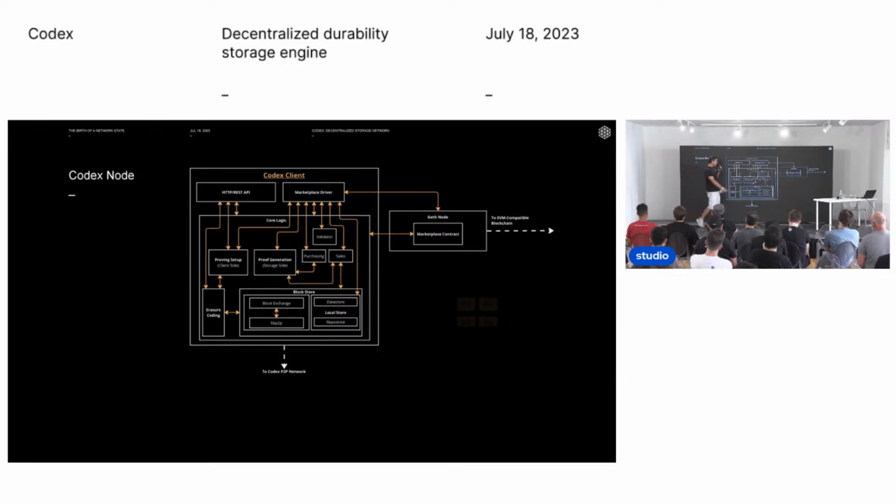And then here you have the module, the sales, the validator, and here you have the proof generation module. So this is all the things that you have inside the Codex client, and more or less for you to have a visual idea of the design of Codex.